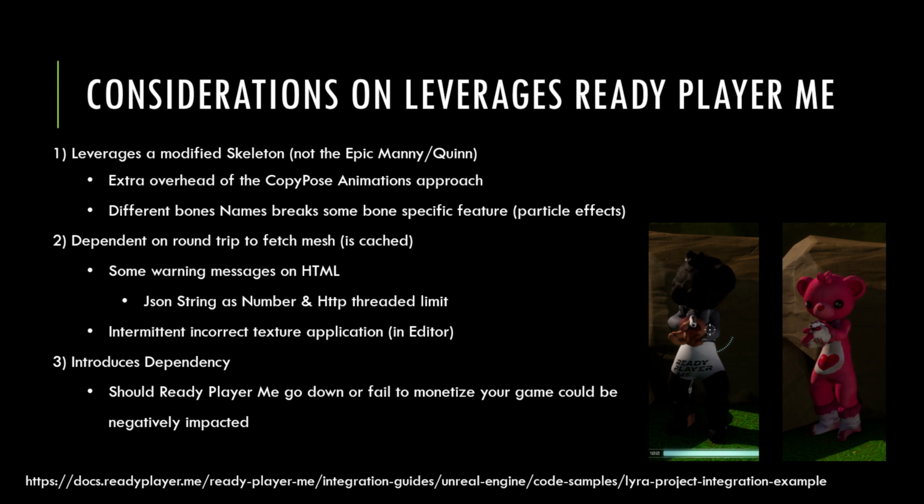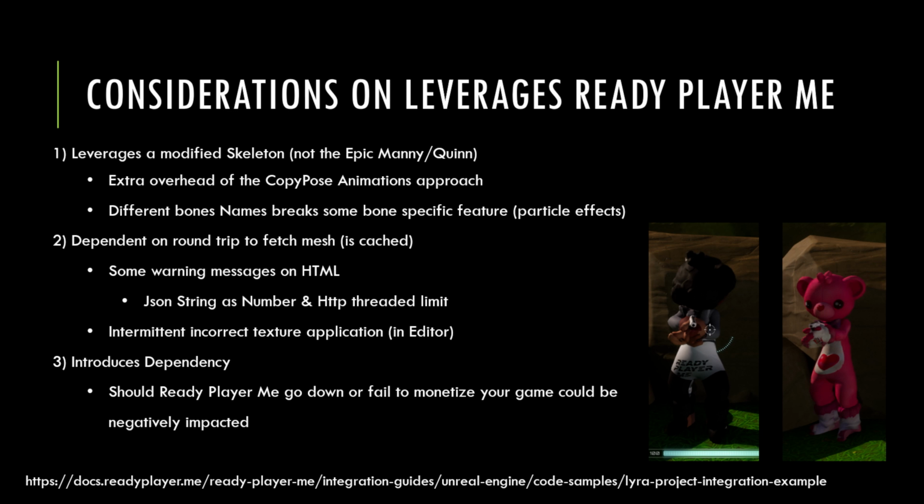There is a dependency on fetching the mesh from their website. So what I found so far is two issues that I haven't been able to resolve. One is some warning messages that are popping up in my log around the JSON file format and its configuration, as well as, intermittently, as you see to the far right, the incorrect texture would get applied. Now, this appears to only happen in editor. I haven't had it occur yet in a running game, but it seems to be just a little glitch that needs to be worked out. The mesh gets loaded properly, as you can see, but the texture does not switch over.